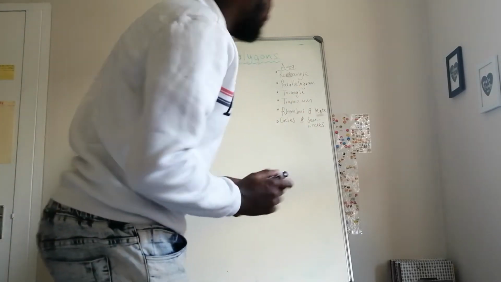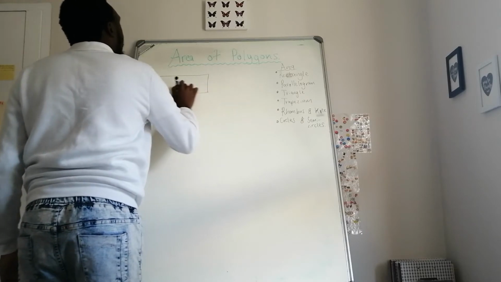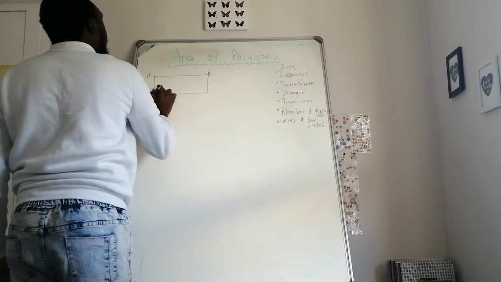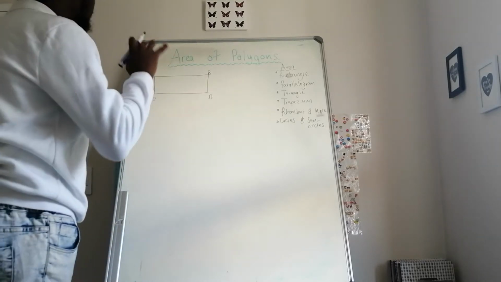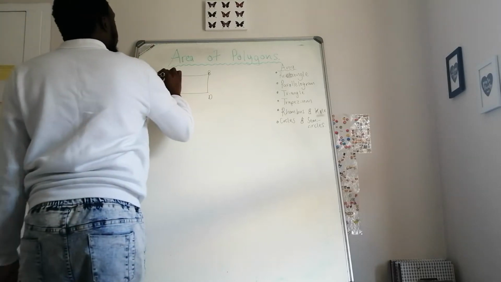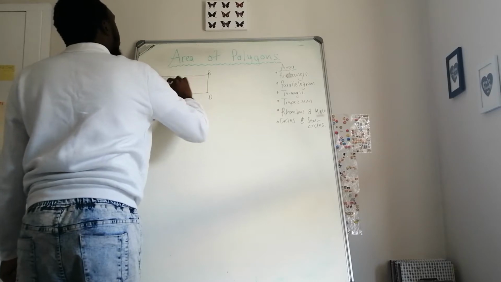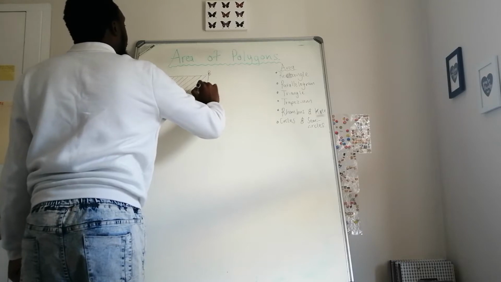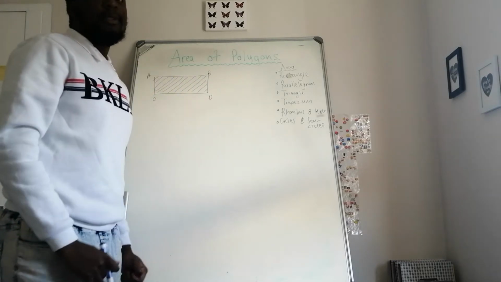So to start you off, let's look at a rectangle, right? Let's call it A, B, C, D. So how do we calculate the area of this rectangle? First of all, area speaks about the space that the shape covers. That is what area is. It's the space that the object covers.